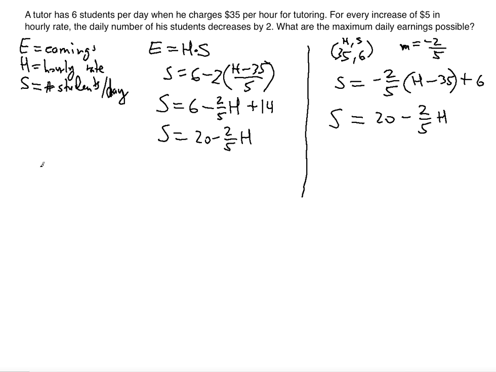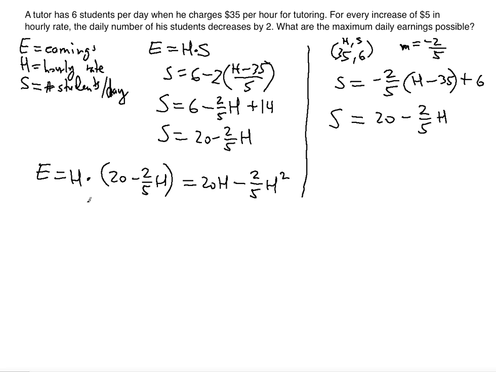So we're going to have e is equal to h times s, which will be in terms of h. So it's going to be 20 minus 2/5 h. And that is equal to 20h minus 2/5 h squared. So now we have to estimate the maximum earnings. Now the maximum earnings will be found by understanding what the vertex of the quadratic function is, right? Because this is a quadratic equation, it will be a parabola, basically, okay?